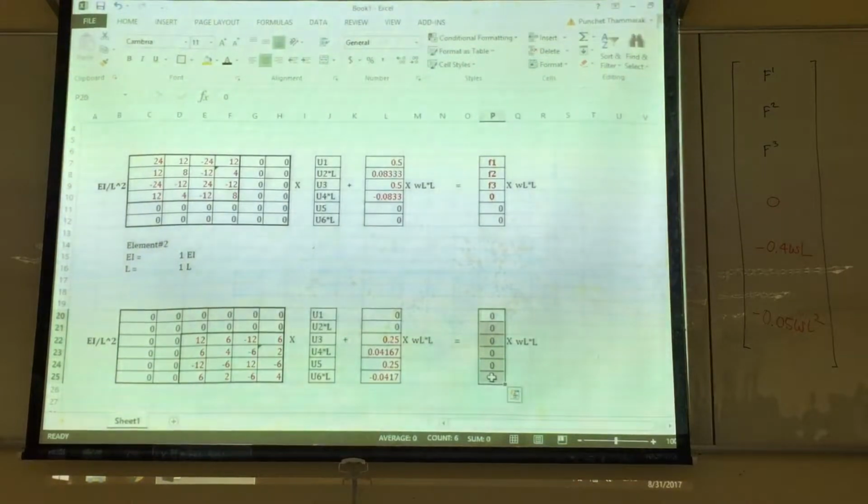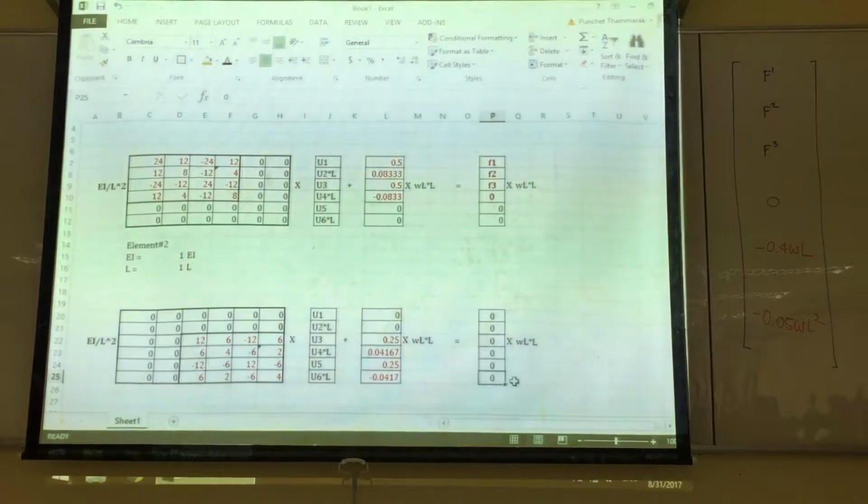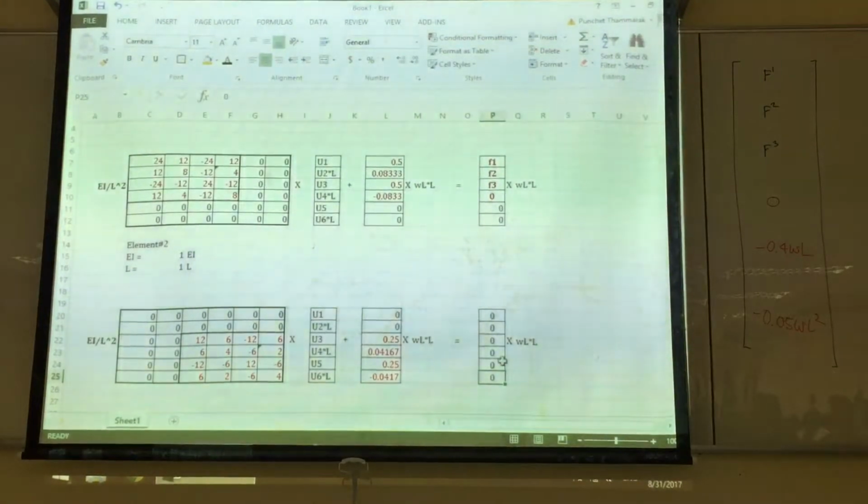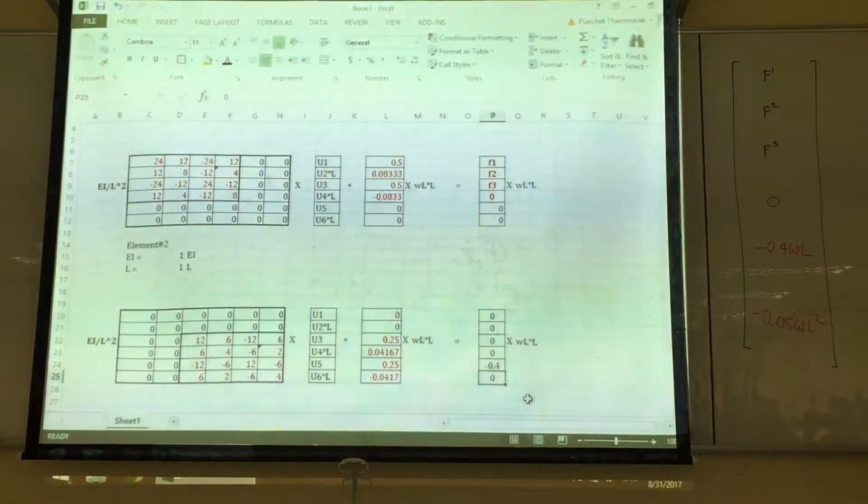Do we have the point force acting over like 0.4 acting here? Minus 0.4 and minus 0.05. So here, but this one is F3. All right, what next?